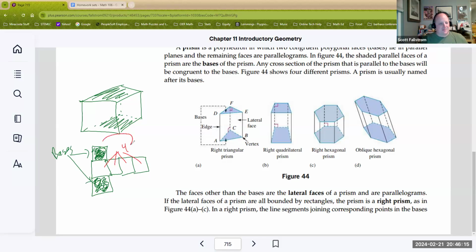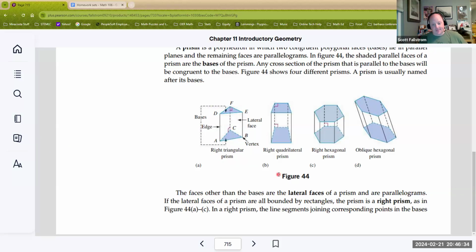That ties right back into the type of shape that we have. It's a quadrilateral, a four-sided figure, so yes, we'll have four lateral faces. If we had a triangle, we would have three lateral faces, one for each side. All right. There we go. What is that? Prism. Prism, not prison.